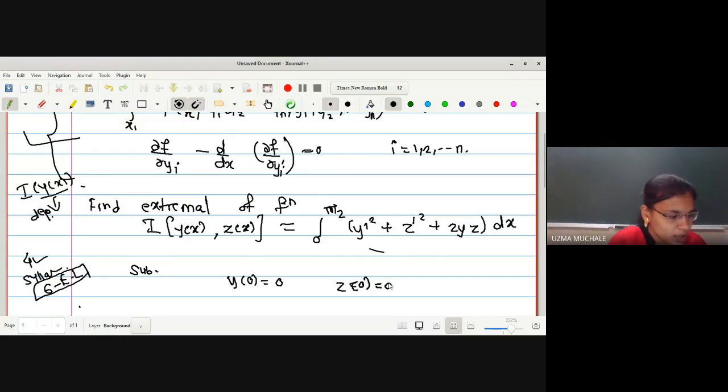What are the conditions? z of 0 is 0, y of pi by 2 is equal to 1, and z of pi by 2 is equal to minus 1. Okay, so subject to the conditions, we are provided with some initial conditions. At that time, it will be confusing which Euler-Lagrange's equation we should apply. At that time, what you have to do? First, you have to see how many.